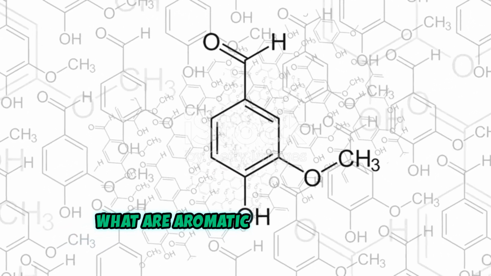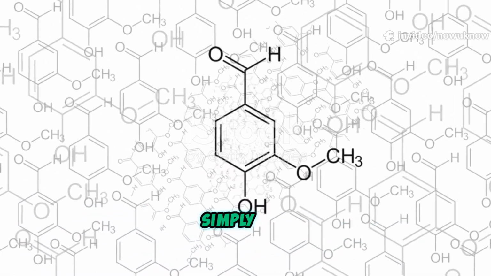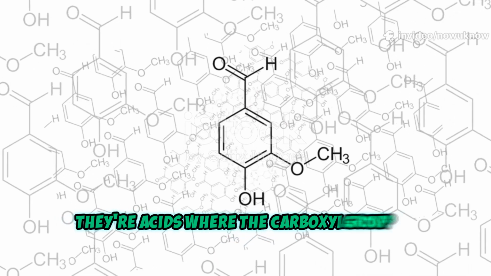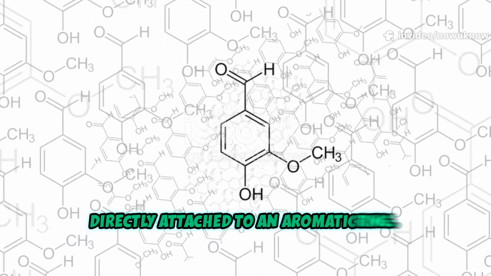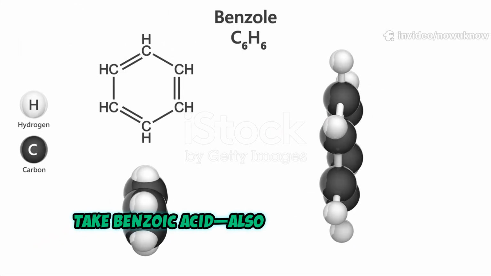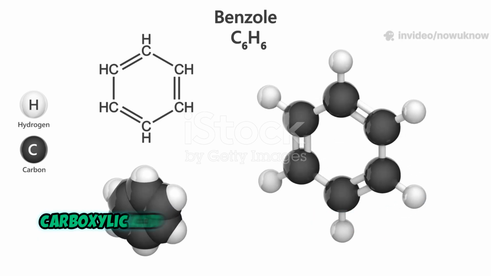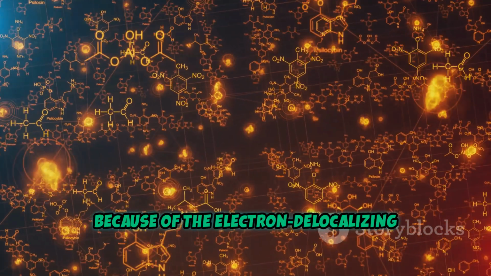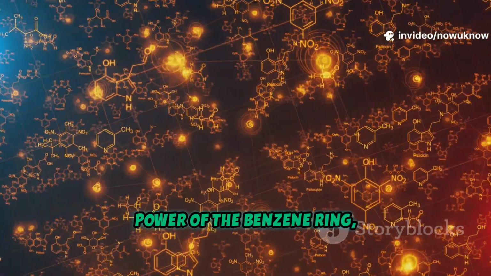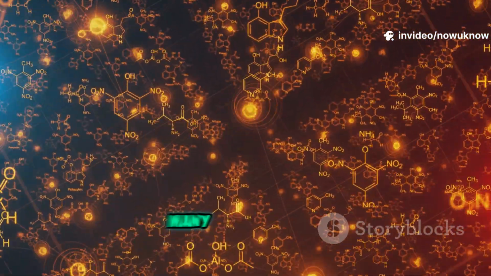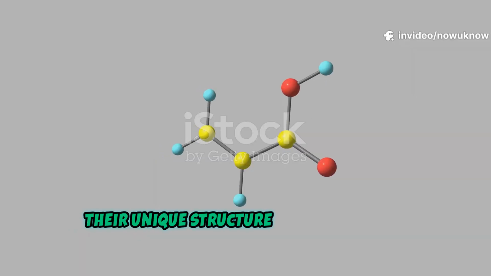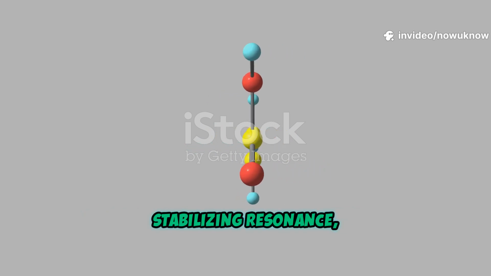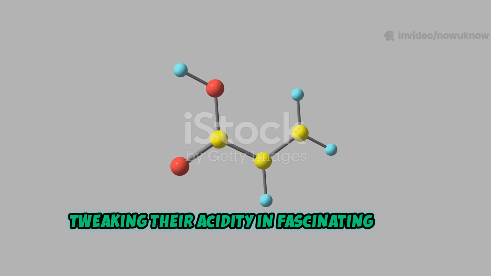What are aromatic carboxylic acids? Simply put, they're acids where the carboxyl group is directly attached to an aromatic ring. Take benzoic acid, also known as benzene carboxylic acid or carboxybenzene, for instance. Because of the electron delocalizing power of the benzene ring, these acids are generally milder than many mineral acids. Their unique structure also lends them stabilizing resonance, tweaking their acidity in fascinating ways.